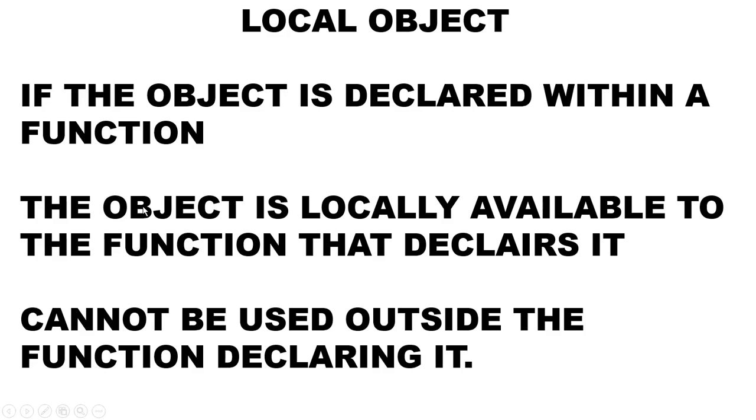Now let us see local object. This is the opposite of global object. Suppose you are creating an object inside a function. In this case the object will be called a local object because it is defined inside the function, and this object will be only useful inside the function. You cannot use this object outside the function.